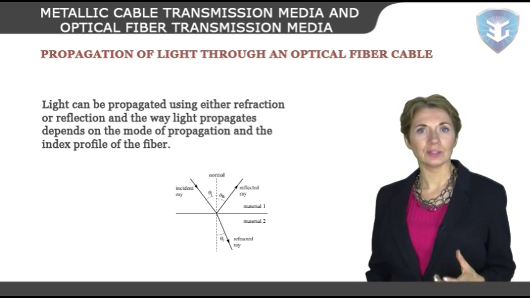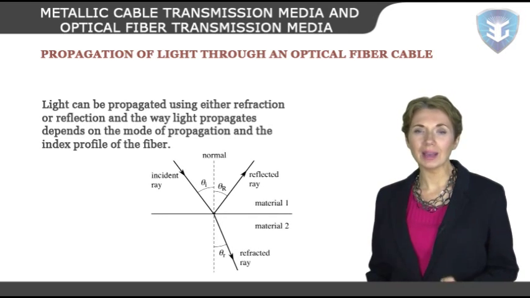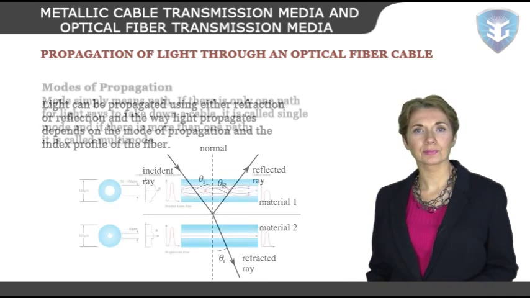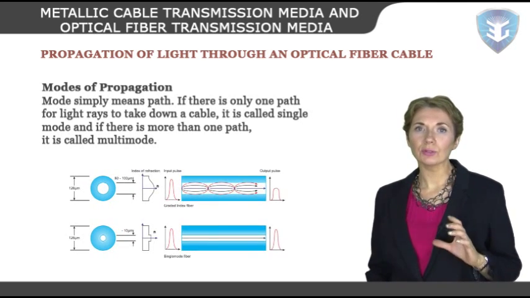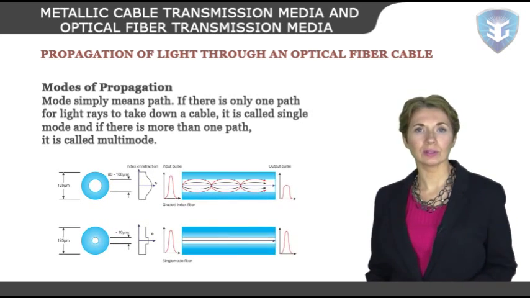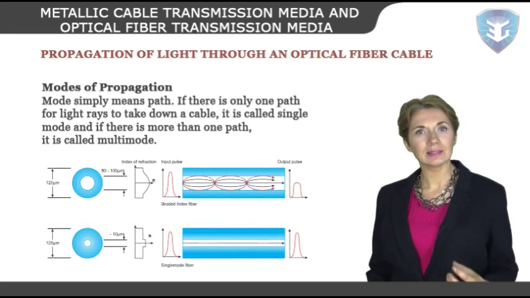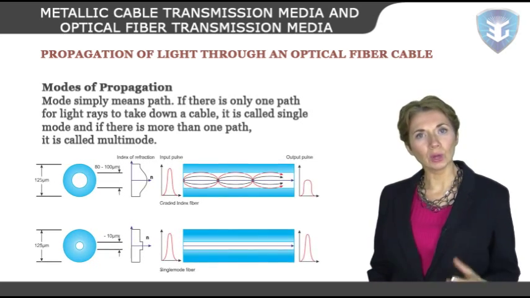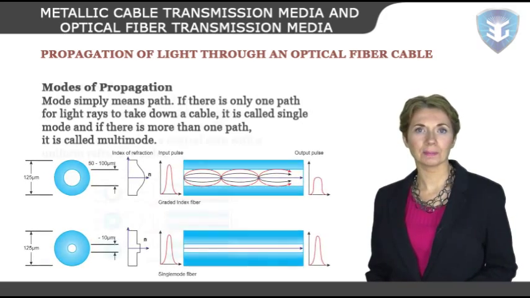Light can be propagated using either refraction or reflection, and the way light propagates depends on the mode of propagation and the index profile of the fiber. Modes of propagation. Mode simply means path. If there is only one path for light rays to take down a cable, it's called single mode. And if there's more than one path, it's called multi-mode. In single mode, the light travels directly down the center of the cable, whereas for multi-mode, light rays propagate down the cable in a zigzagging fashion.